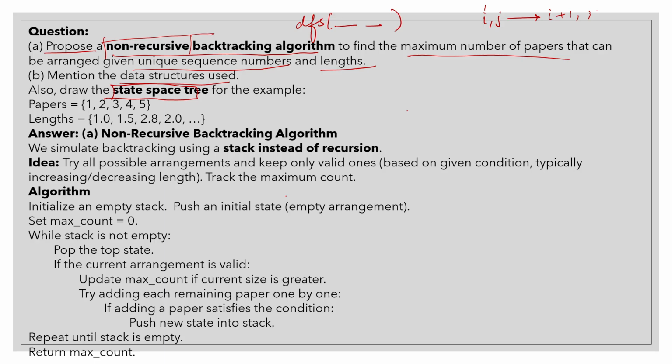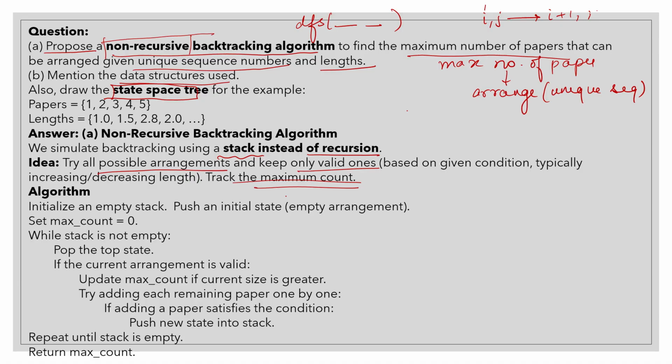Now, if we have to use non-recursive, we'll use a stack instead of recursion. We try all the possible arrangements, keep only the valid ones. We also keep track of the maximum count, because here we have to find the maximum number of papers that we can arrange in the unique sequence that is given to us.